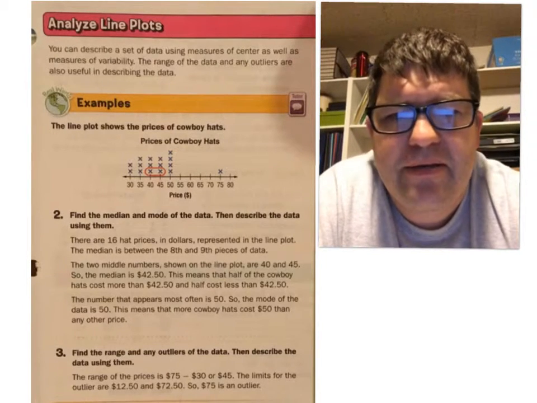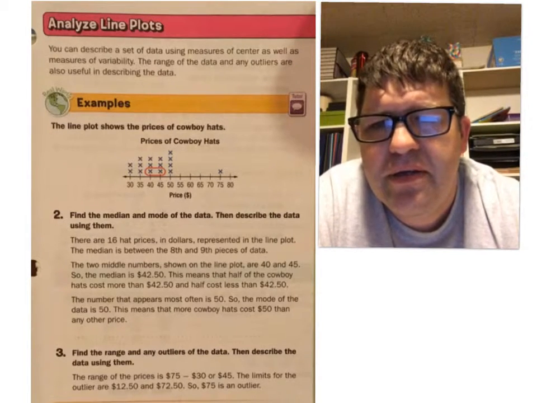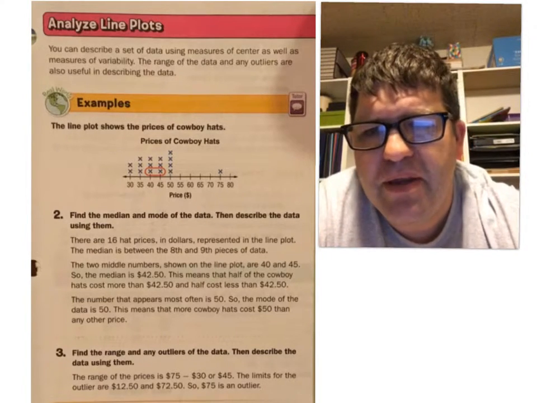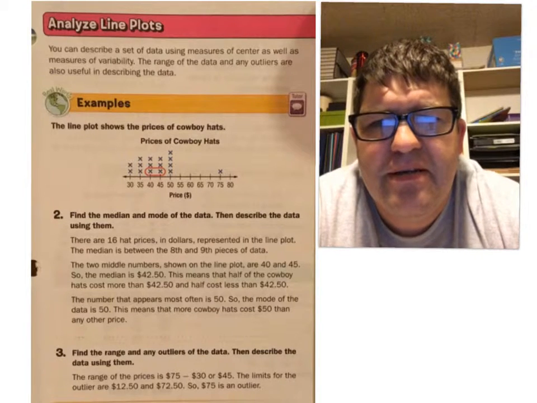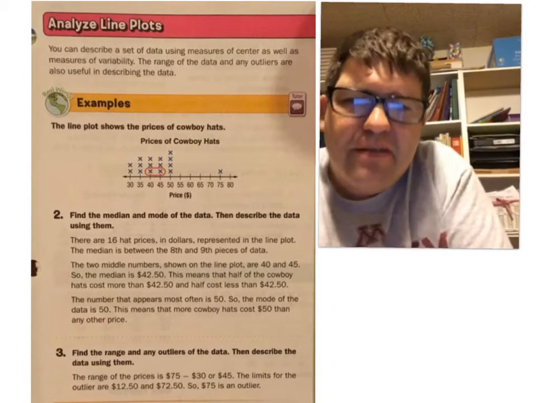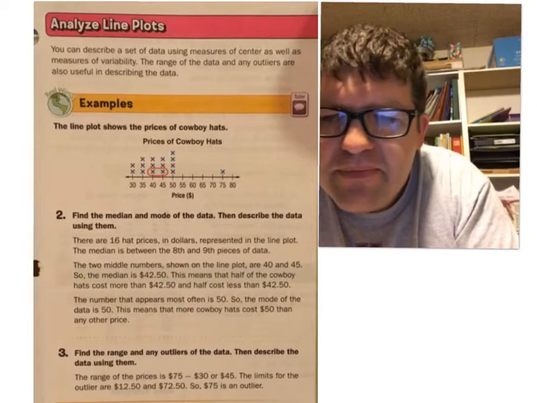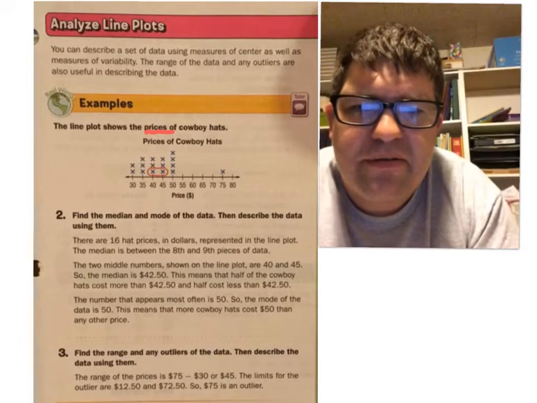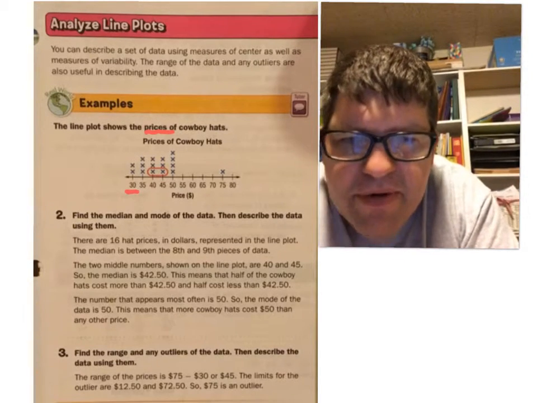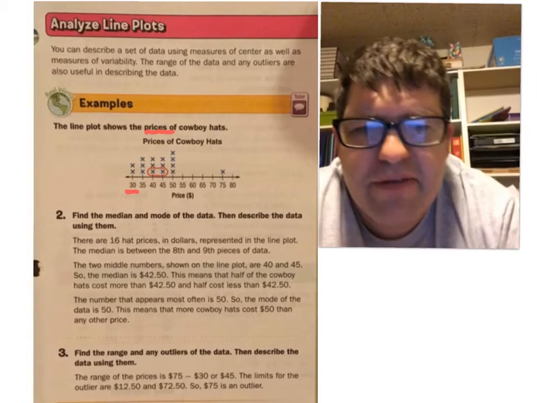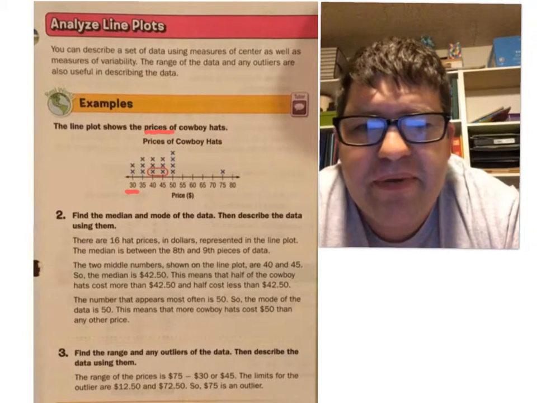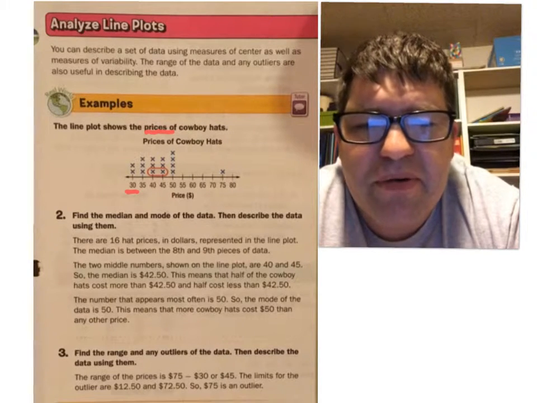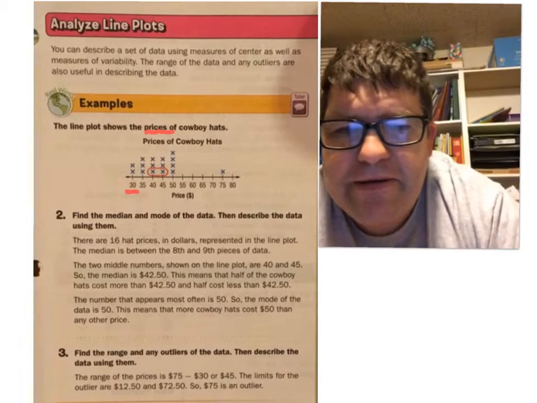All right, let's look at another example here, analyzing line plots. In this example, the line plot shows the prices of cowboy hats. Okay, so we have everything from $30 all the way up to $75. We could figure out the range there, couldn't we? It'd be the 75 minus 30, so the range would be 45 from the most expensive to the least expensive.